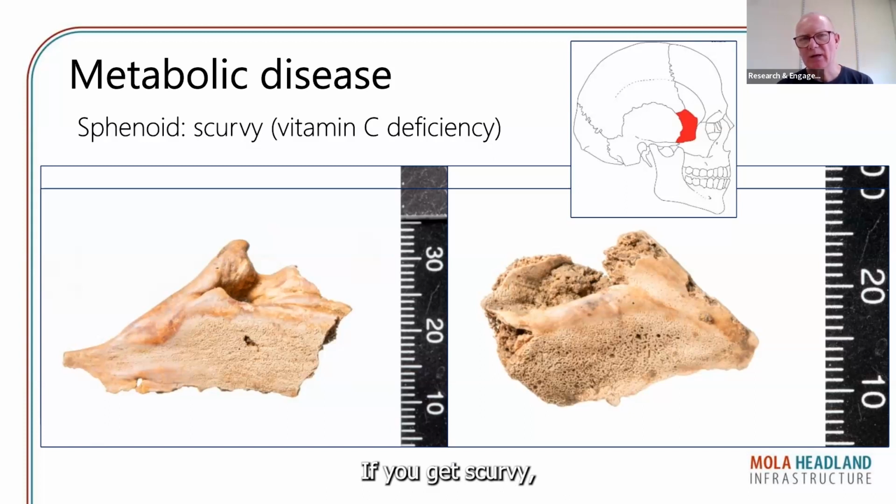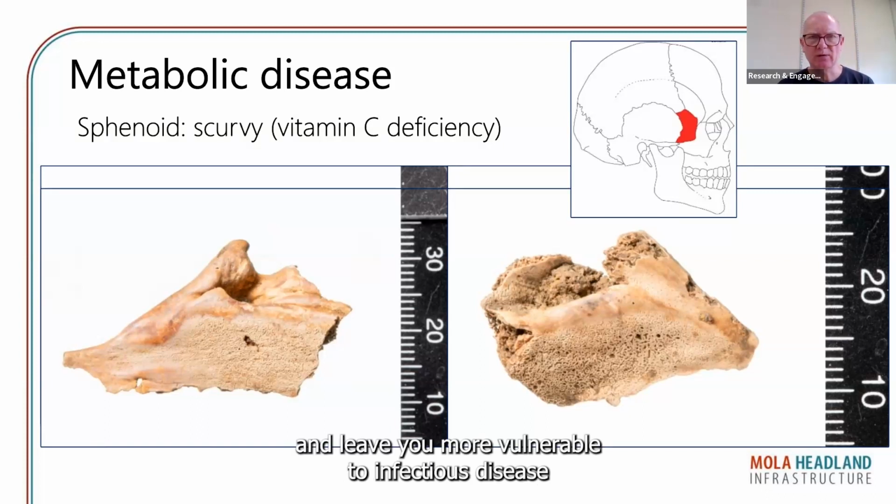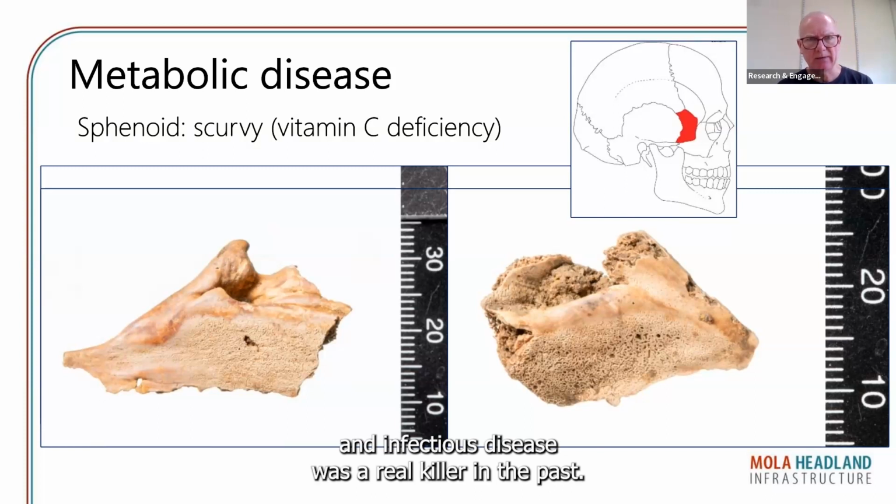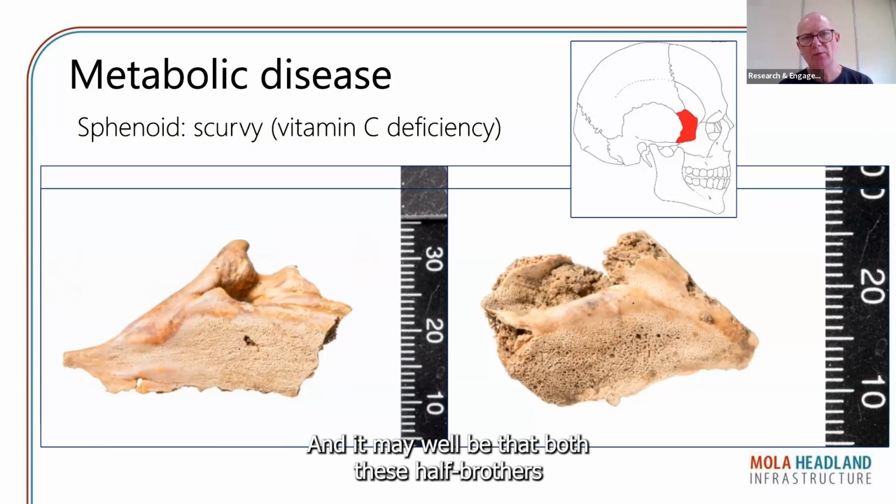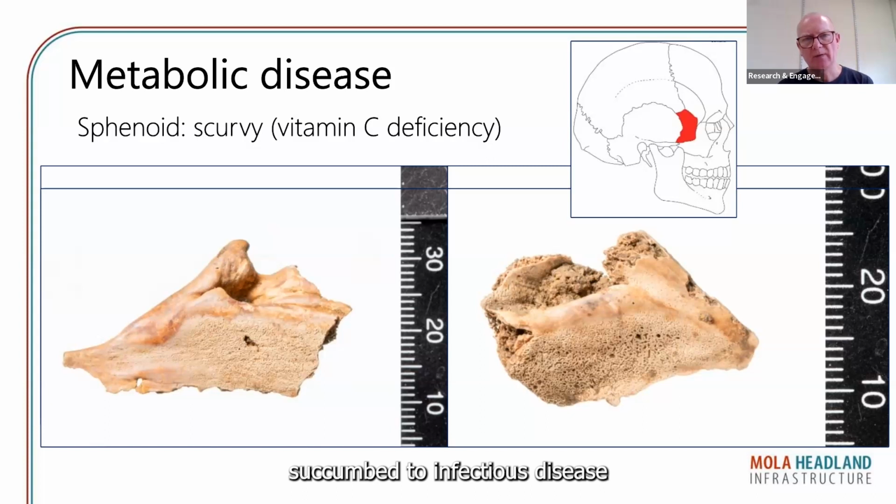If you get scurvy, you're going to feel lethargic and tired. You're going to have musculoskeletal pain. It won't necessarily kill you itself, but it will affect your immune system and leave you more vulnerable to infectious disease. And infectious disease was a real killer in the past, and it may well be that both these half-brothers succumbed to infectious disease due to reduced immune systems.